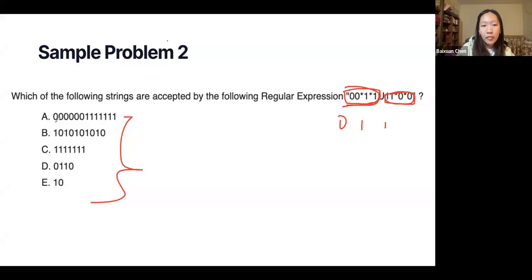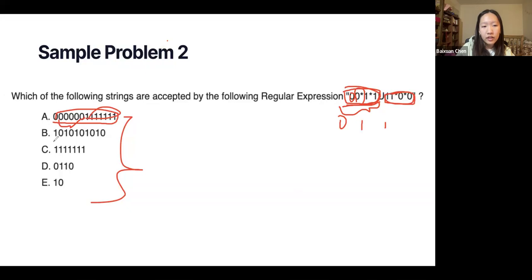So let's check A. A works because it is accepted by the first expression, because it has first a 0 and then all of these zeros are taken by the 0 asterisk, and then we have any number of ones and then we have a 1 behind it. So this one will be accepted.